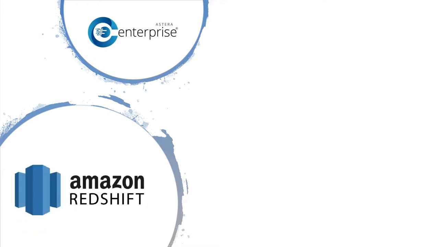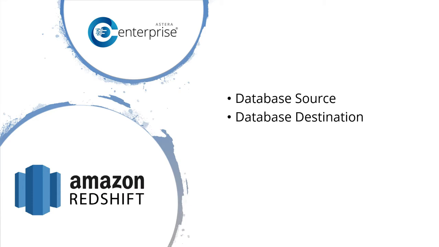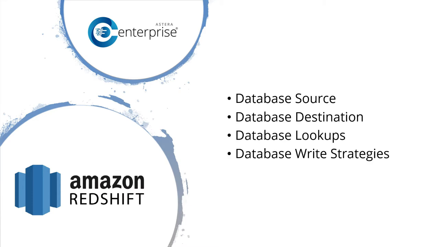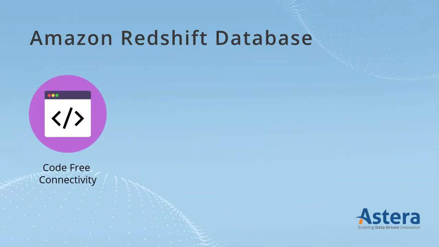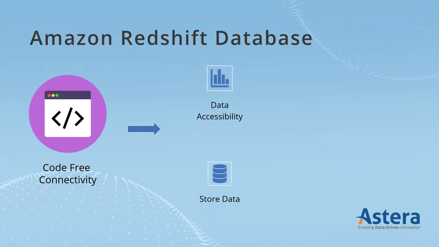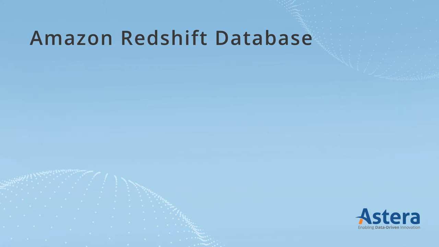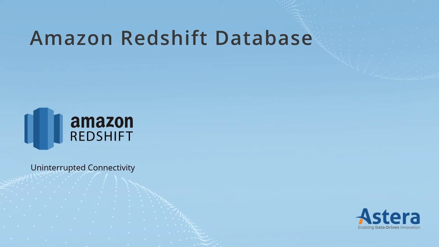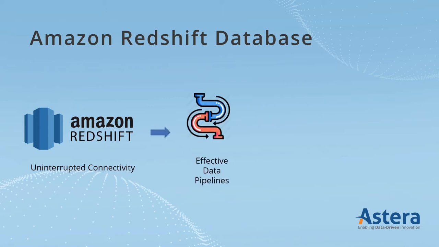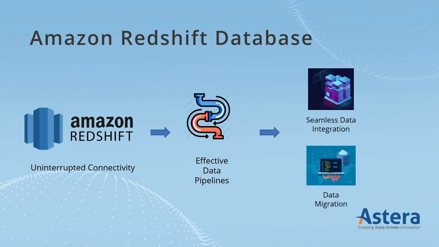Astera Centerprise offers native connectivity to Amazon Redshift databases through its database objects such as database source and destination, database lookup, and also with database write strategies. It allows code-free connectivity to access and store data in Amazon Redshift without the hassle of going through complicated configuration processes. This results in uninterrupted connectivity to Amazon Redshift that facilitates building effective data pipelines for seamless integration and high-volume data migration.